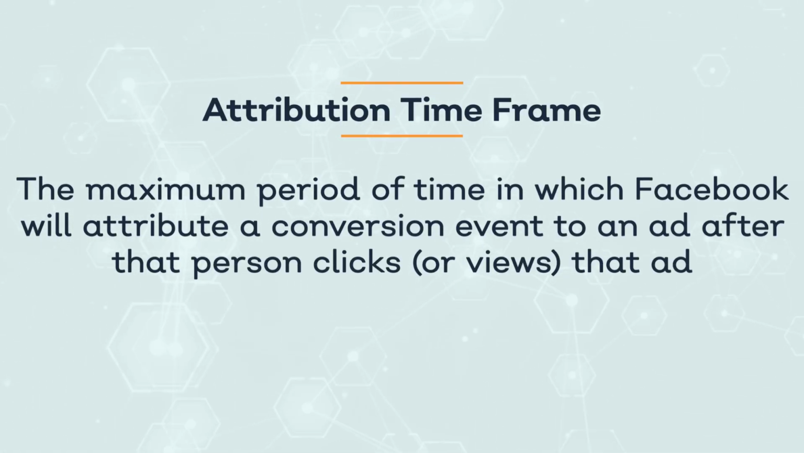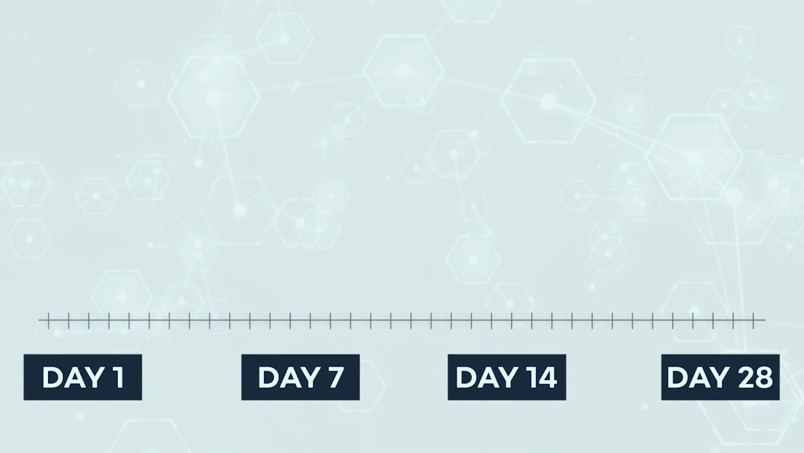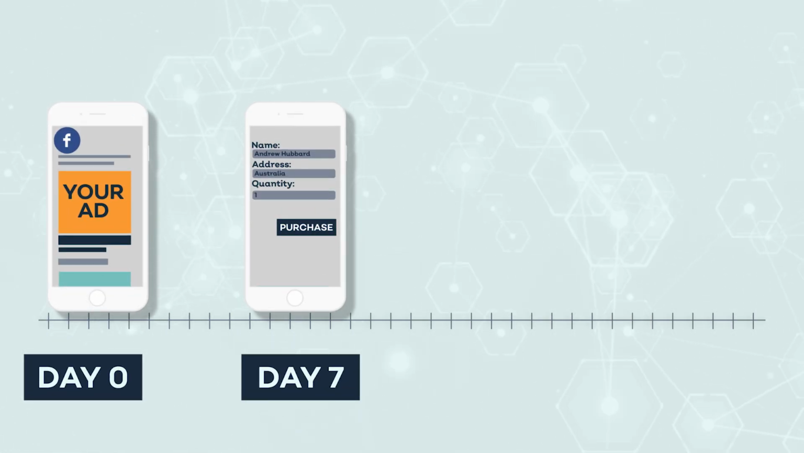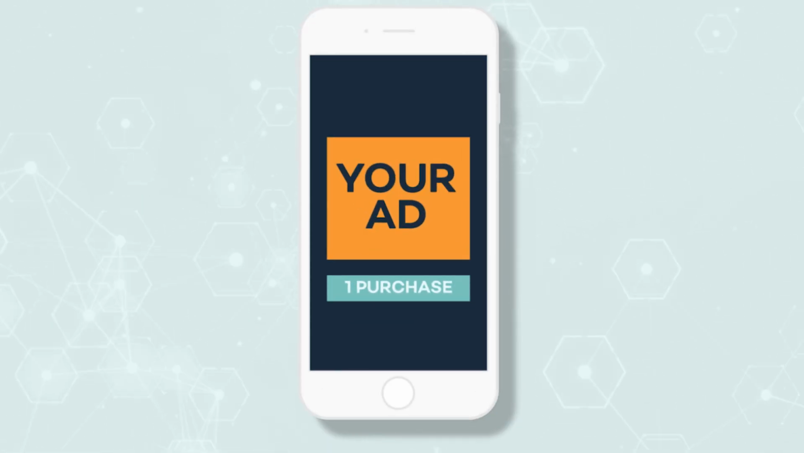time frame. Now, it's important to understand this because the time frame you choose basically determines the period of time in which somebody can complete a conversion event after interacting with an ad, in order for that conversion to be attributed back to the ad. So let's say you choose a 28-day click-through conversion window. So the period of time is 28 days. The type of attribution is click-through. That means that if somebody clicks an ad and then completes a conversion event within 28 days of clicking that ad, that conversion will be attributed to that ad.